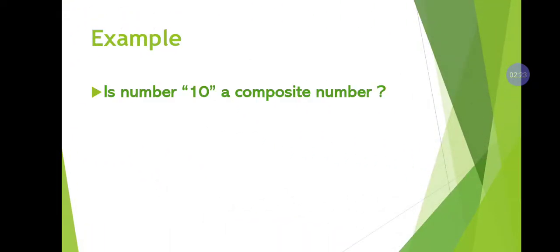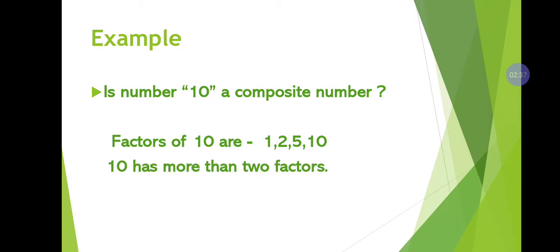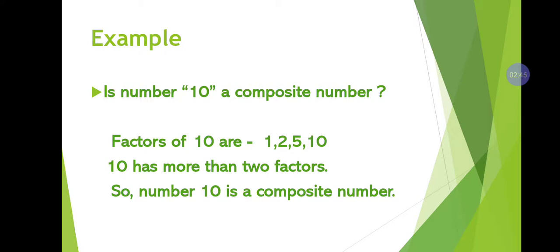Now example. Is number 10 a composite number? Let us find out. We know factors of 10 are 1, 2, 5 and 10. It means 10 has more than 2 factors in it. So it satisfies the definition of composite number. So we can say 10 is a composite number.